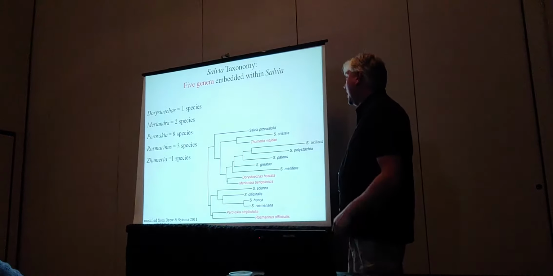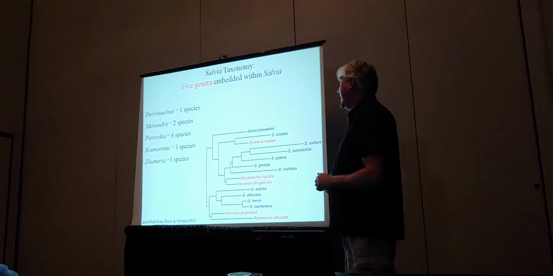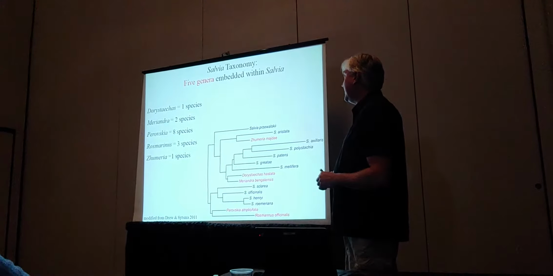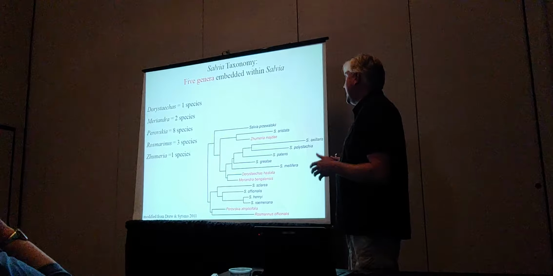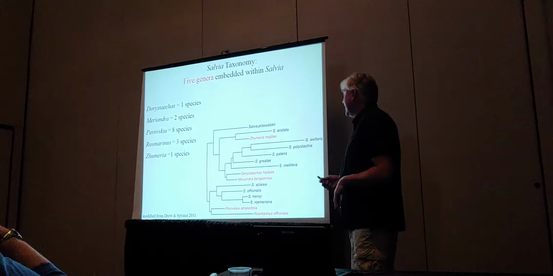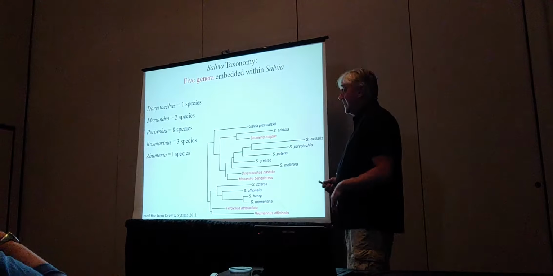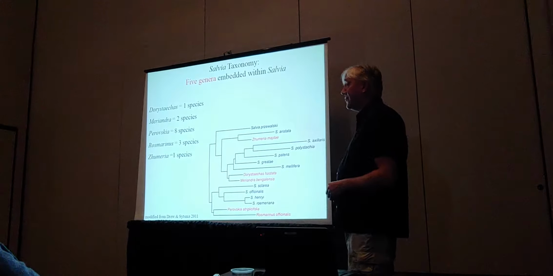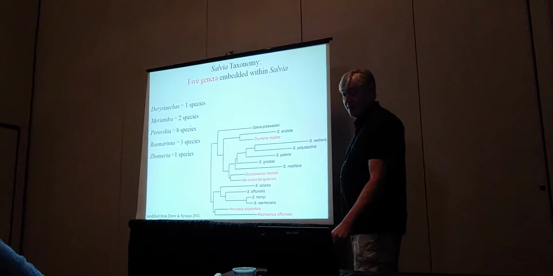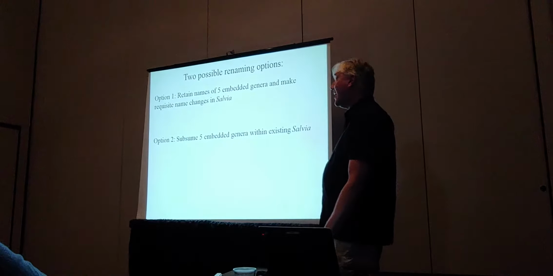So Jay Walker showed in 2004, 2007, there's been a bunch of studies that have subsequently showed this. There have been 5 genera embedded within Salvia, and these genera do not have the staminal lever mechanism. And subsequently, this has generated some taxonomic controversy as to what to do with Salvia. Really, it boils down to 2 major options.